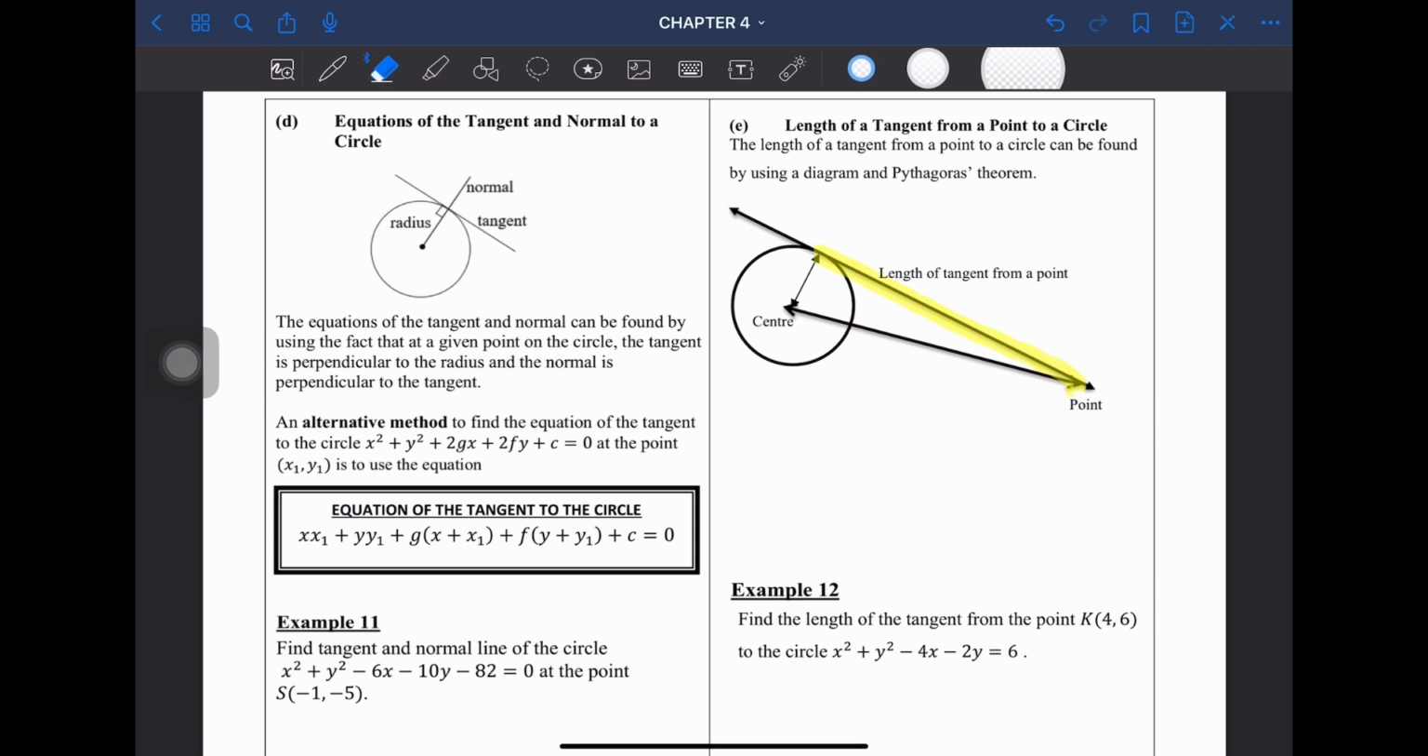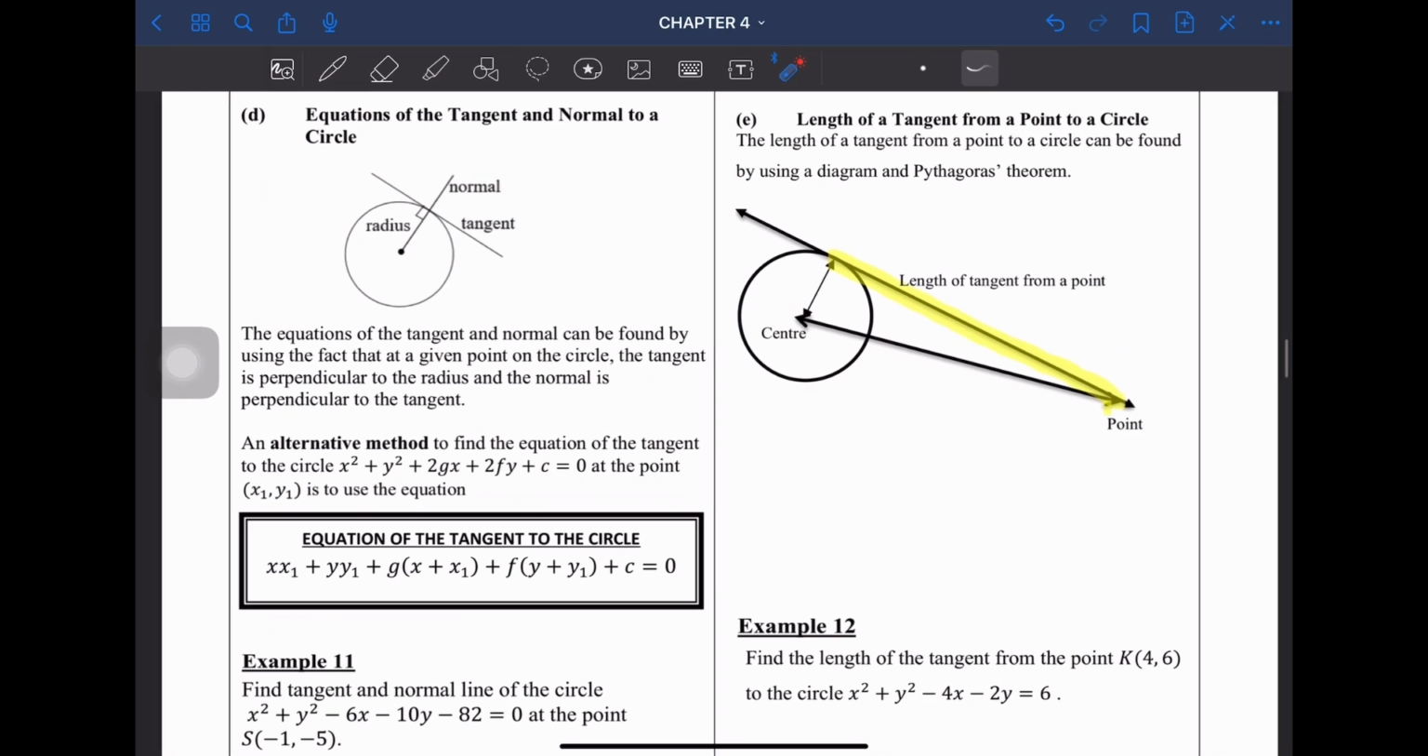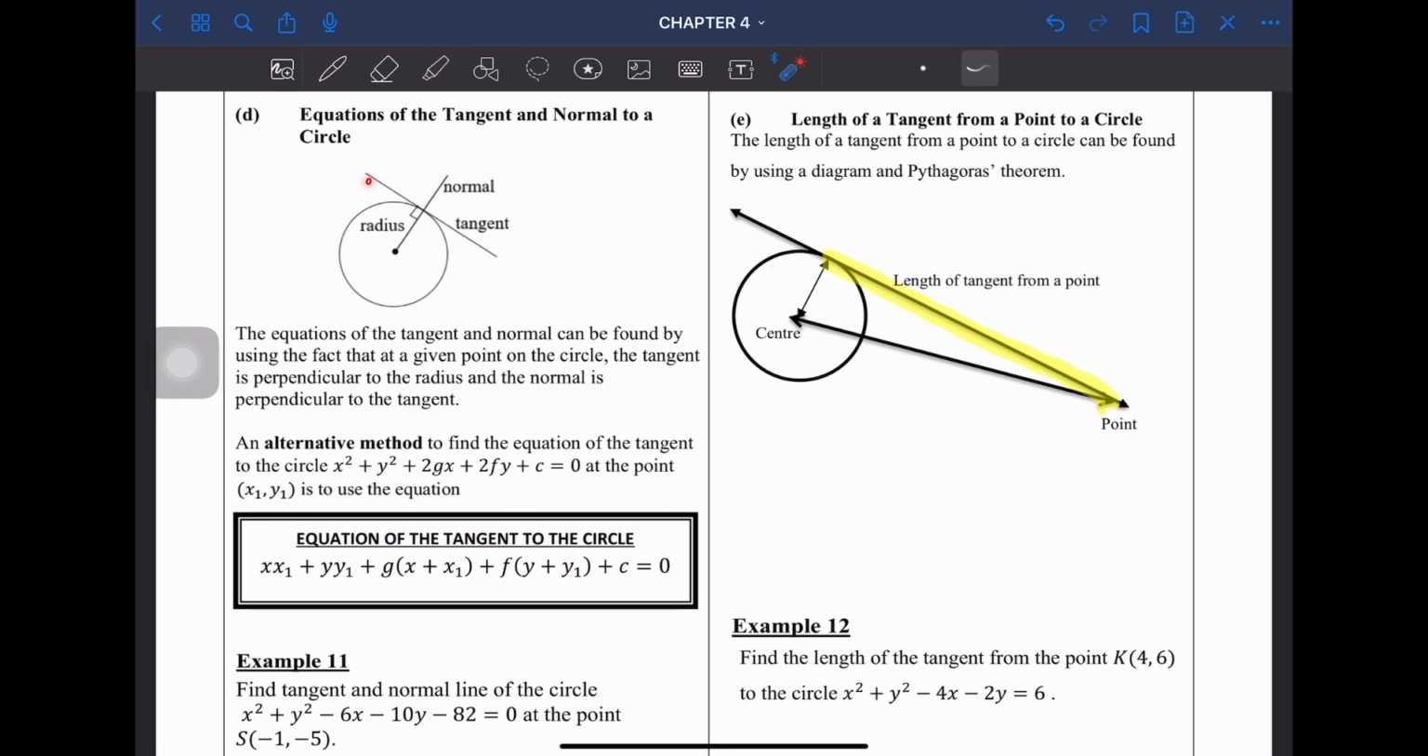Now let's find the equations of the tangent and normal to a circle. So what is a tangent? A tangent is a straight line that is perpendicular to the radius at a point. And the normal is a line that is perpendicular to the tangent. So now we want to find the equation of the normal and tangent line.